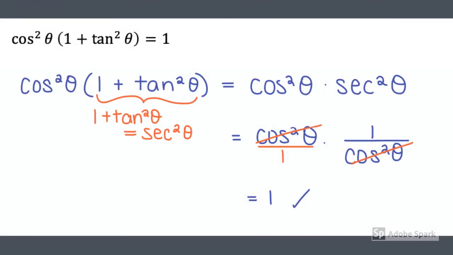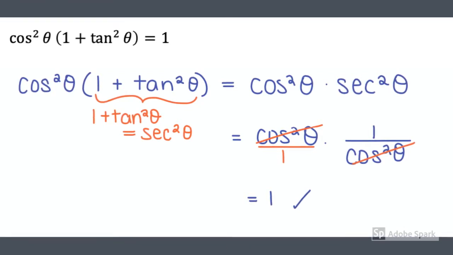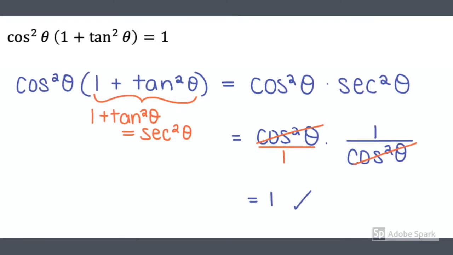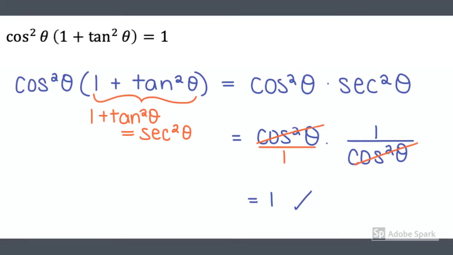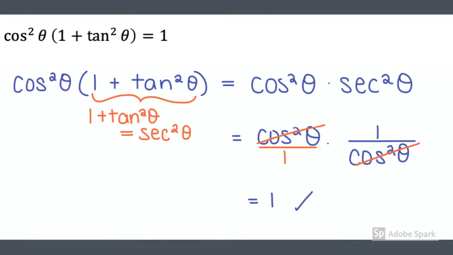Notice that I did this without turning tangent squared into sine squared over cosine squared and without distributing that cosine squared through the parentheses. This works out pretty well because then in my second line, I can use one of our other strategies, rewriting everything in terms of sine and cosine, to write secant squared as 1 over cosine squared, carrying the squared with it. And then the cosine squared on the top will cancel with the cosine squared on the bottom, giving us the one that we need.